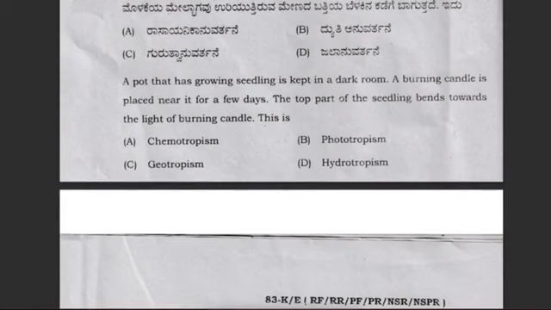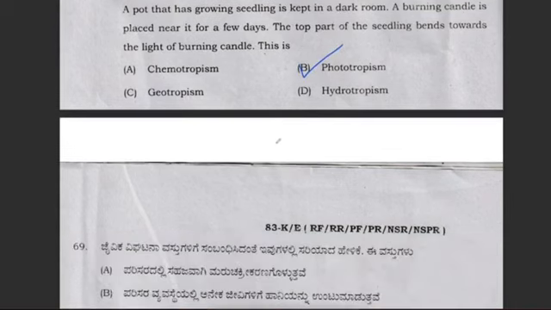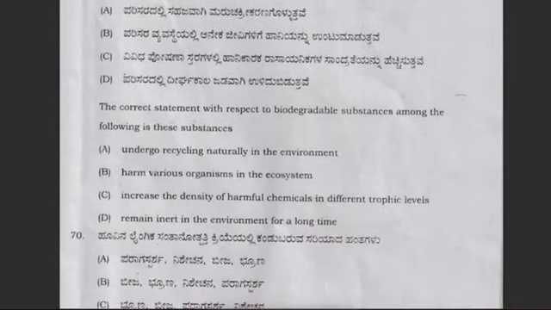A pot that has growing seedling is kept in a dark room. A burning candle is placed near it for a few days. The top part of the seedling bent towards the light of a burning candle. This is phototropism. B. The correct statement with respect to biodegradable substances among the following is these substances undergo recycling naturally in the environment.